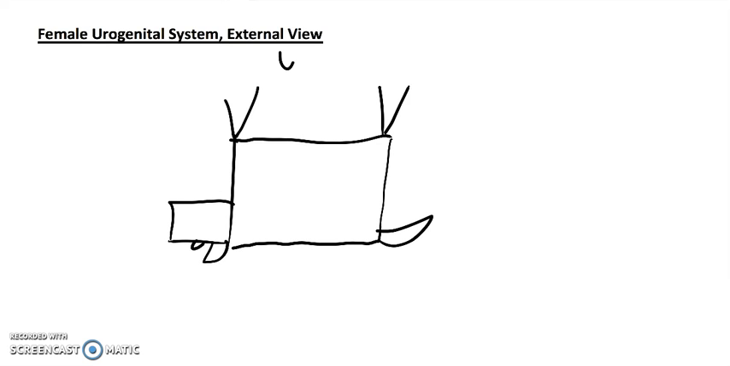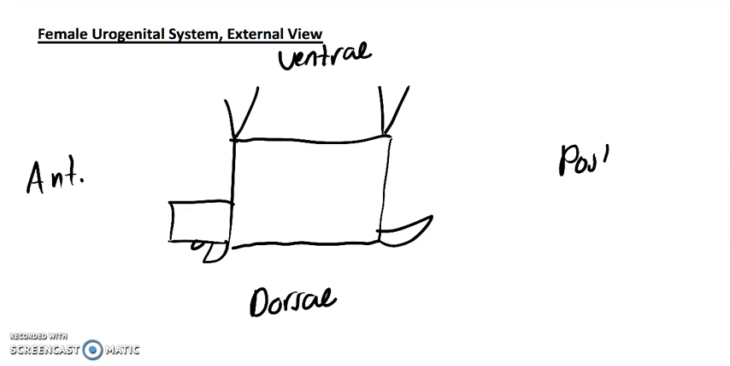Okay, this is the ventral side of the pig. This is dorsal. This is the anterior side, and this is posterior. Okay, first thing to notice is we have our tail right there. The first exit after the tail, this is the female pig's anus.